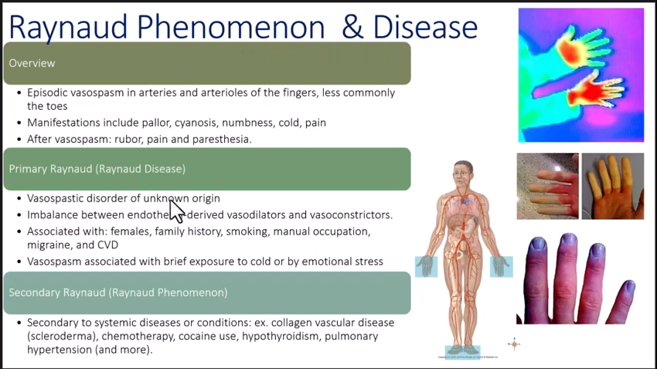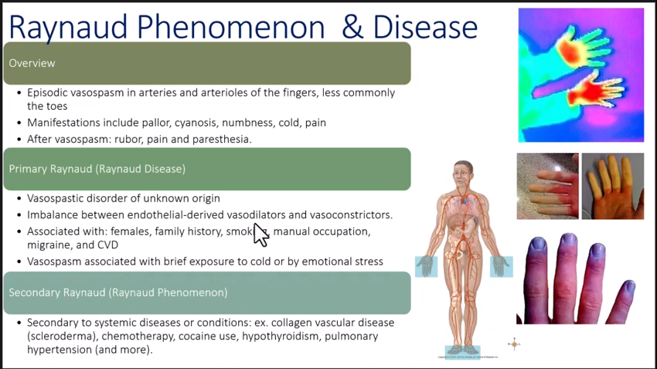The disease form is called primary Raynaud. With this, the vasospasming that's occurring is of unknown origin. But what is known is that there is some sort of imbalance between vasodilators and vasoconstrictors. And so obviously there is an overwhelming increase in the vasoconstrictors, hence the reduction in blood flow to the digits. These substances come from the endothelial tissue within the blood vessel. It's more common in females if you have a family history of it. More common if you smoke, if you have a manual occupation where you're using your hands a lot, if you suffer from migraines and cardiovascular disease.